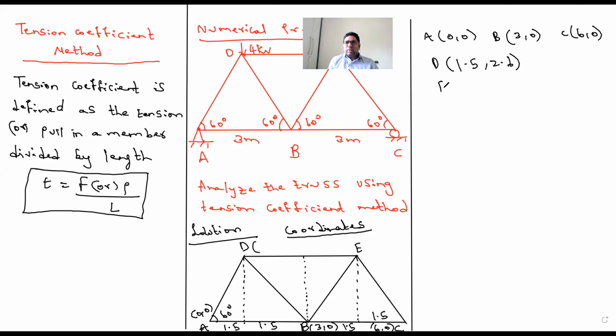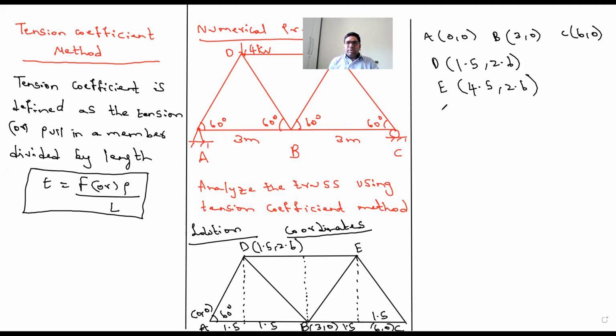What is E? Same, na? 4.5 comma 2.6. Correct, right?